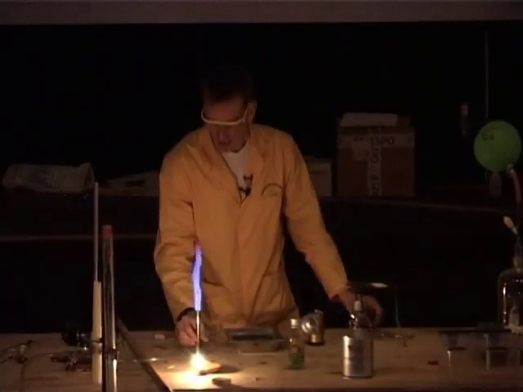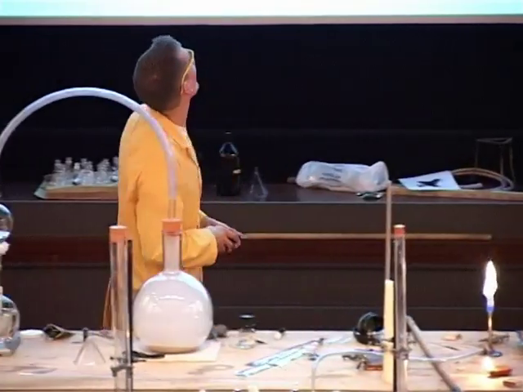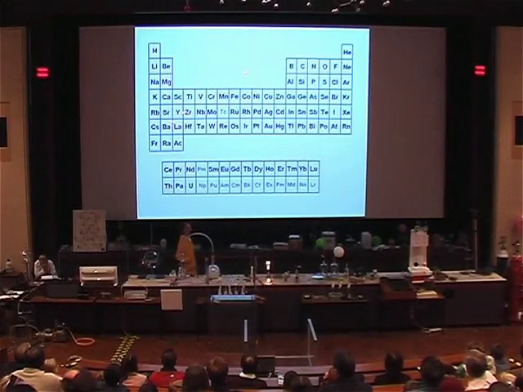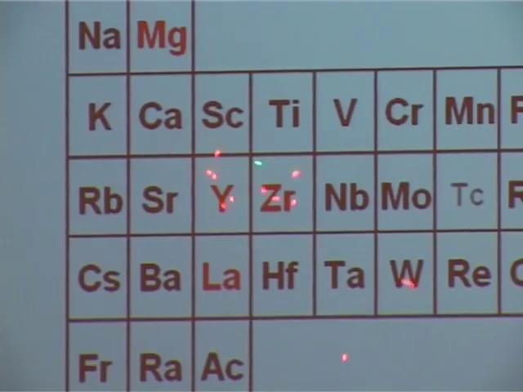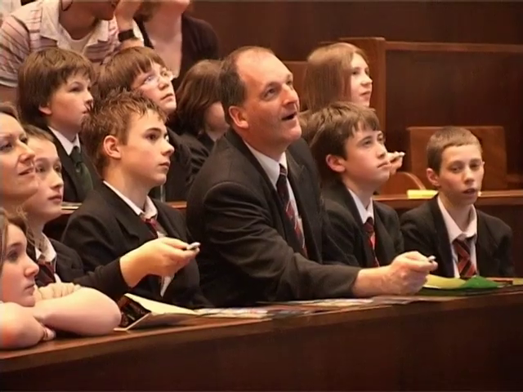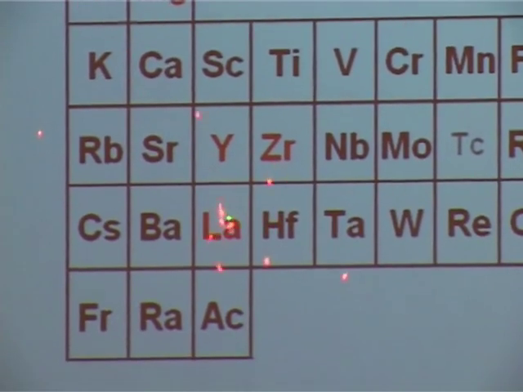So let's see if we can find these on our periodic table then. So where are we? We have yttrium. We find yttrium. Very good. Yttrium's the Y. Zirconium. That's quite easy. That's the one next to it. Lanthanum. Very good. Down here.